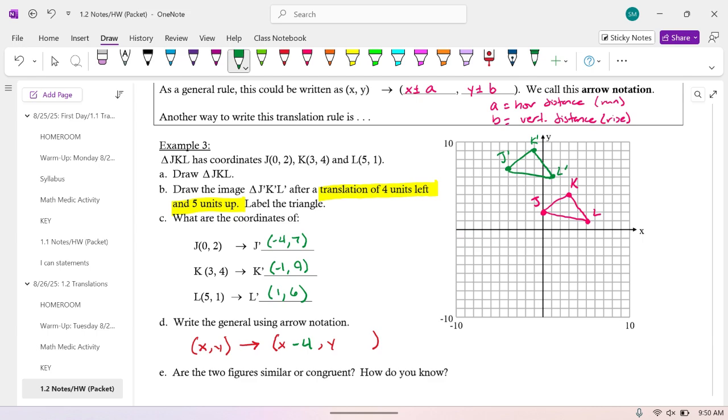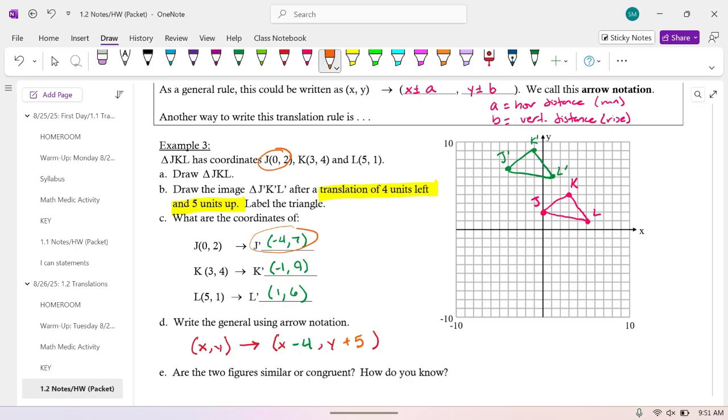All right, someone else tell me what you would write for your vertical distance. y plus 5, because we're going up 5. So we're going higher on the number line. That's how you can also tell if it's plus or minus. You could also figure it out from the points. If you look from J to J prime, if you found the difference, -4 minus 0, that's -4. We have a -4 here. 7 minus 2 is 5. We have a plus 5 here. That's another way you can think about it.